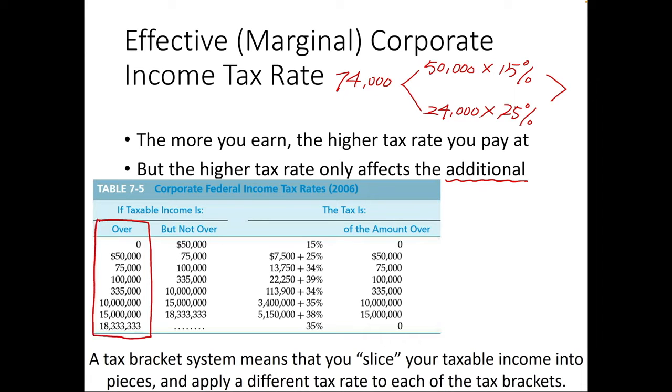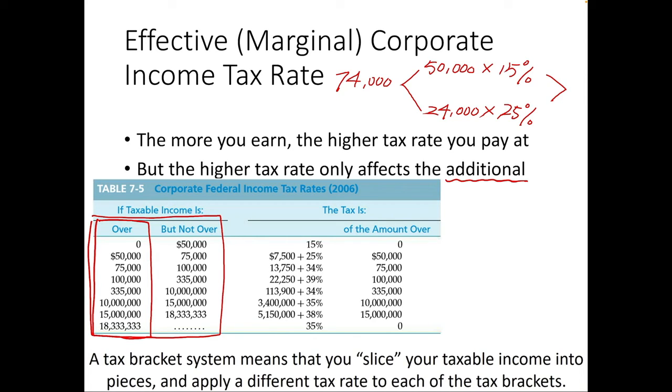Okay, so read this table. This is the corporate federal income tax rate in 2006. This year, 2020, the numbers might be different, but the concept and the structure are the same. What is said in this table is how much you earn and how much you pay for the tax. So first, this half gives you some brackets. It's like some windows or brackets where you can fill your gross income in.